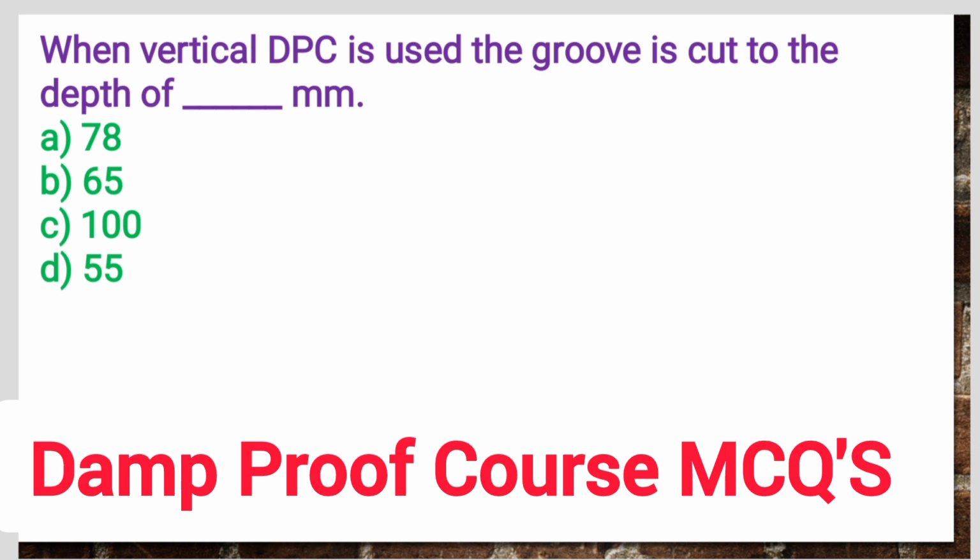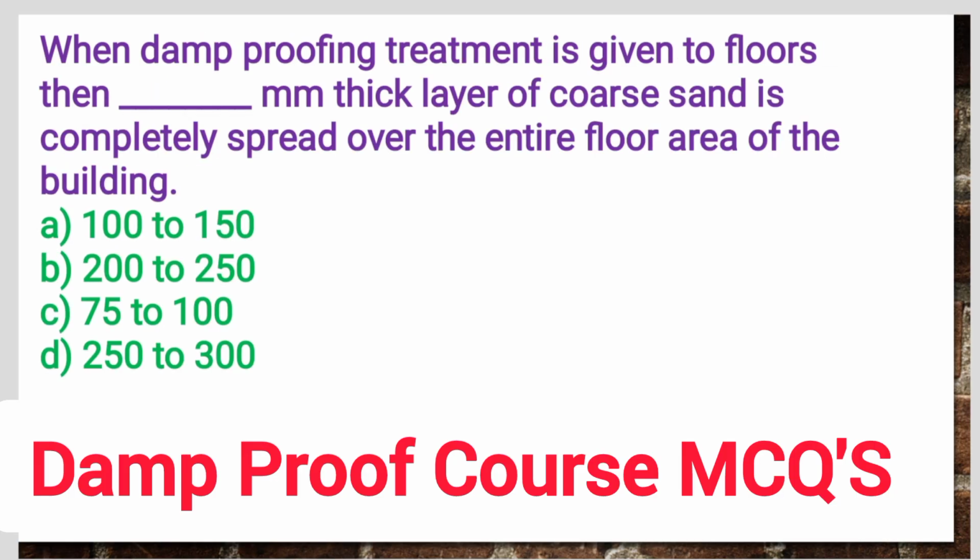Next question, when the vertical DPC is used to groove in the cut to the depth of dash mm. Option A, 78 mm. Option B, 65 mm. Option C, 100 mm. Option D, 55 mm. So the correct answer is option B, 65 mm. Next question, the damp proofing treatment is given to the floors, then dash mm thick layer of coarse sand is completely spread over the entire floor area of the building. Option A, 100 to 150. Option B, 200 to 250. Option C, 75 to 100. Option D, 250 to 300. So the correct answer is option C, 75 to 100 mm thickness of layer.